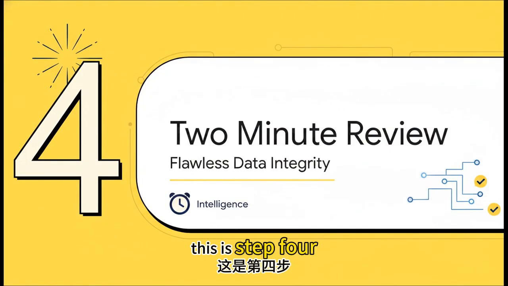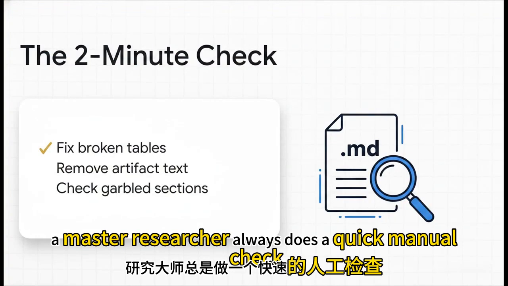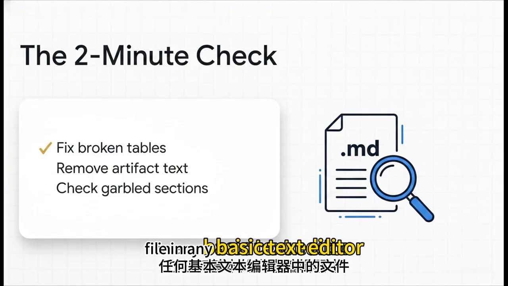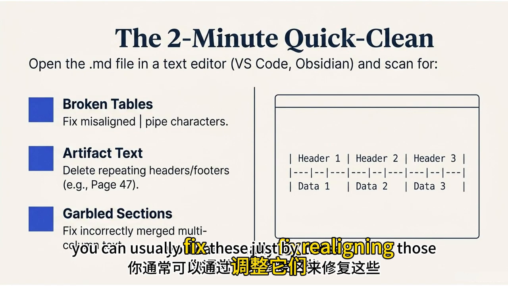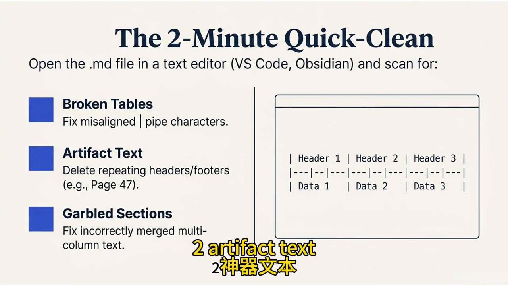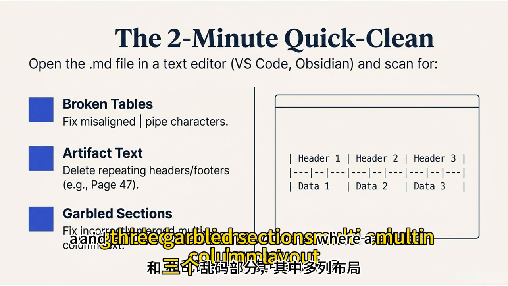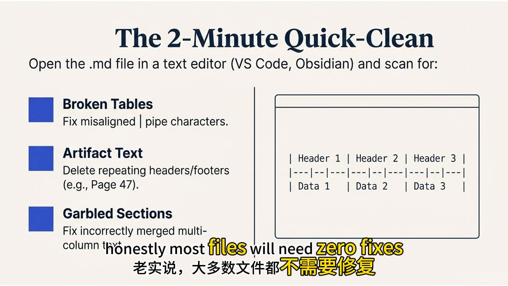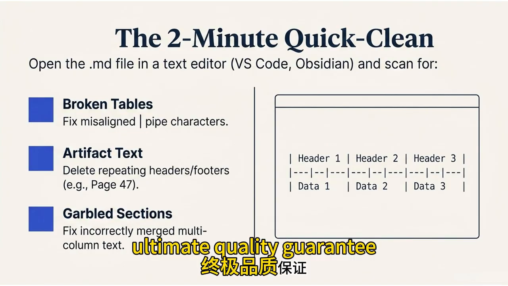Let's move to part 4, the 2-minute manual review. This is step 4, ensuring flawless data integrity. Look, a master researcher always does a quick manual check. Just open your shiny new Markdown file in any basic text editor. You're looking for 3 things. 1, broken tables. You can usually fix these just by realigning those vertical pipe characters. 2, artifact text, so deleting repeating headers or footers like page 47. And 3, garbled sections, where a multi-column layout might have merged weirdly. Honestly, most files will need 0 fixes, but this 2-minute check is your absolute ultimate quality guarantee.